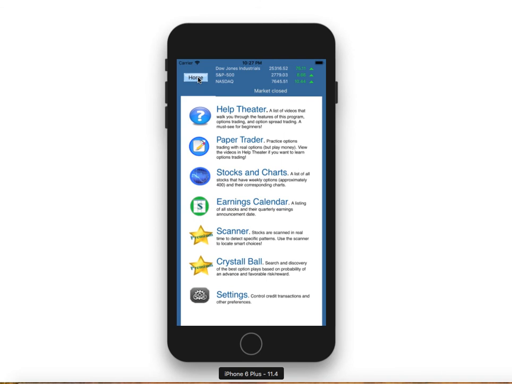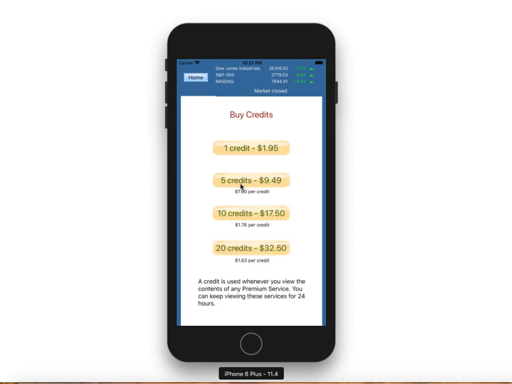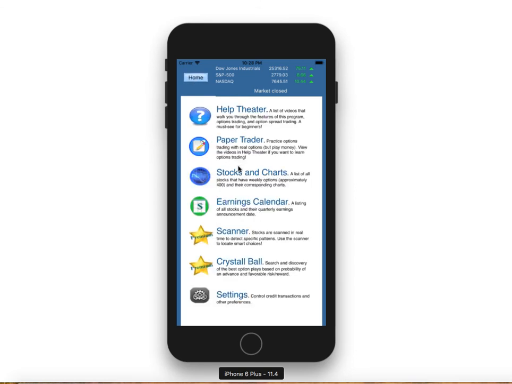By the way, to buy credits, you can either go directly to settings and buy more credits, and it gives you the different packages, or the first time you try to go to premium services, it will tell you, hey bub, you need credits, and there'll be a buy button. Okay? All right.